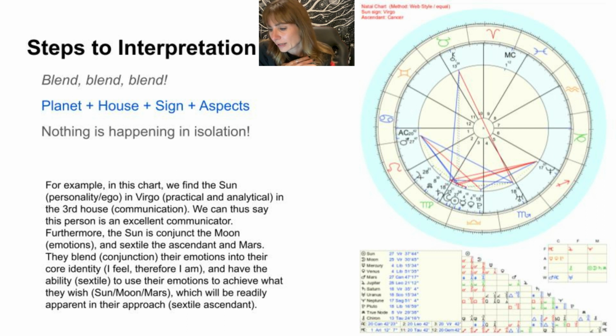Let's take a look at Venus here. So Venus is in Libra. So we're going to pull those two things together. First of all, Venus is our love nature. It is what we value. And Libra is fairness. It is a lot about balance, diplomacy, and beauty.